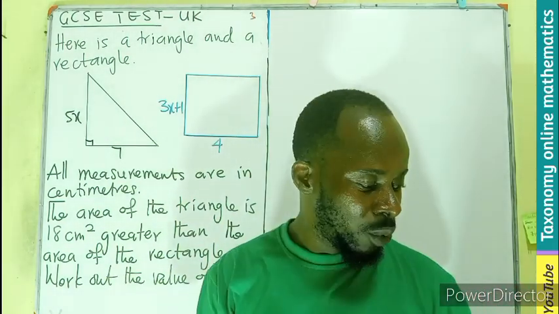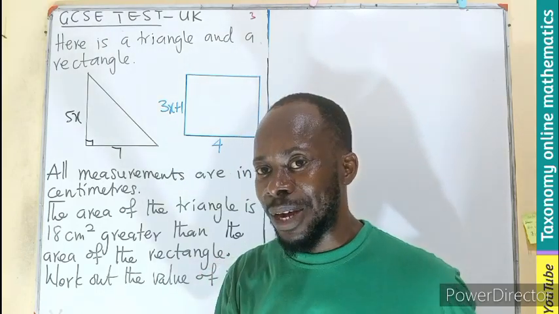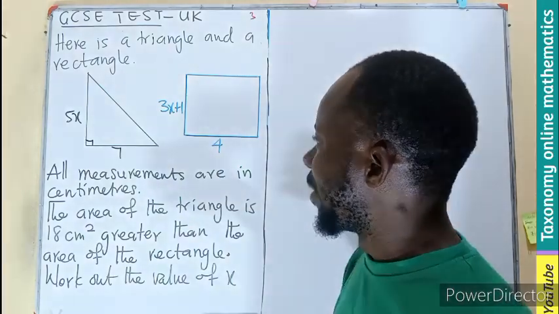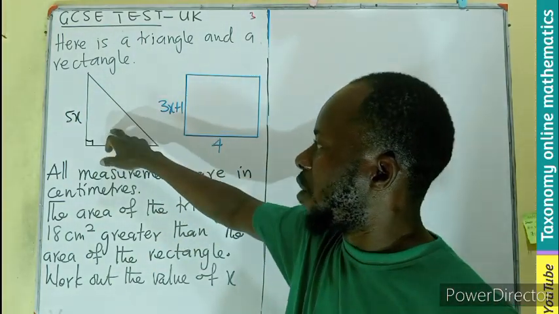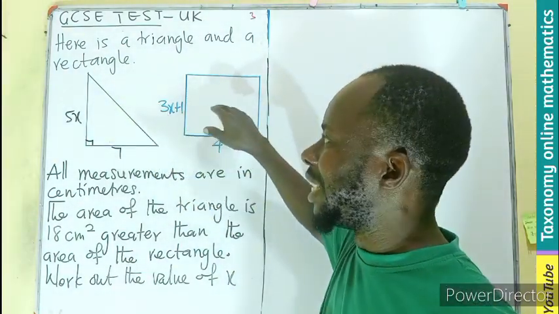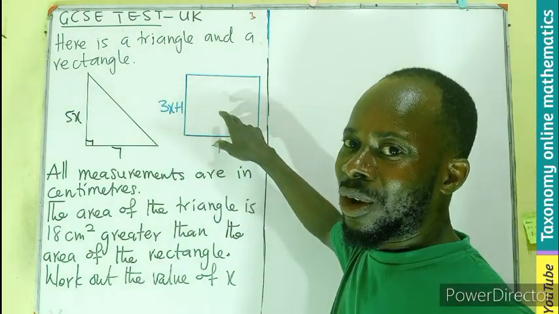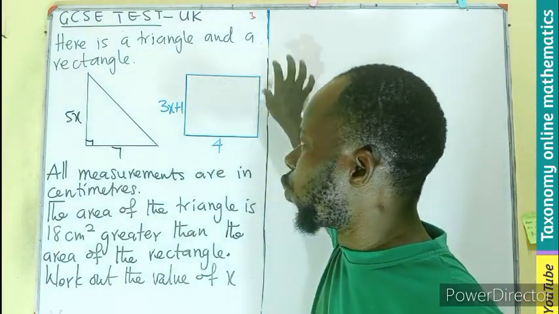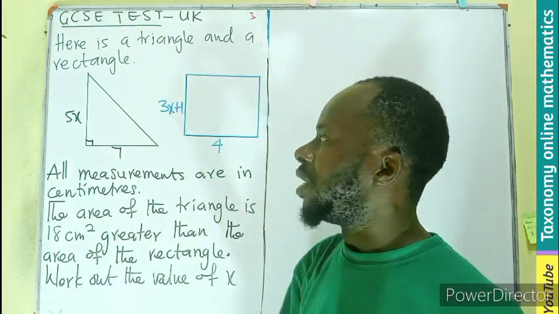So basically, we are employing the area of a rectangle and a triangle in connection with a word problem. We need to know the area of this and the area of this. They are saying the area of this is bigger than this. If you subtract the 18 from this, you get this one. Or if you add 18 to the smaller one, you'll get the bigger one. So those will be the equations we are going to deal with.